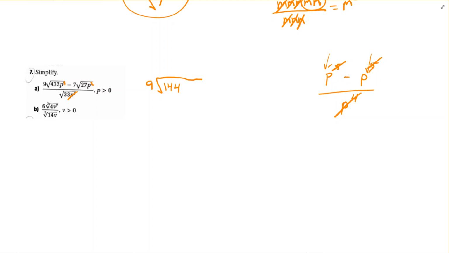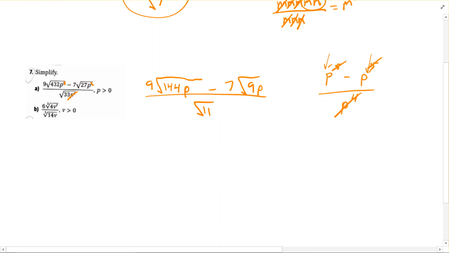So that turned into 144, and I have a p, and then minus 7. And then we divided 27 by 3, which is 9. And then there was still a p there. And then all over 33 divided by p, square root 11. And that's as low as we can go.